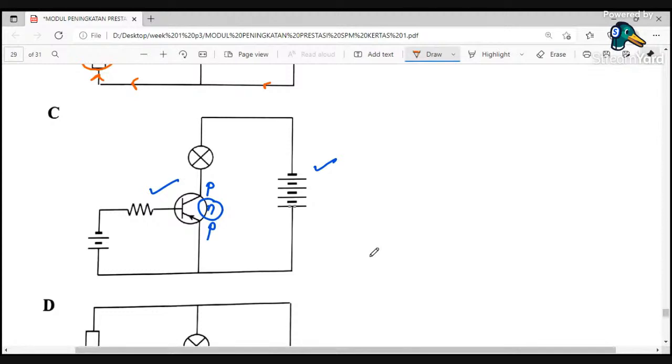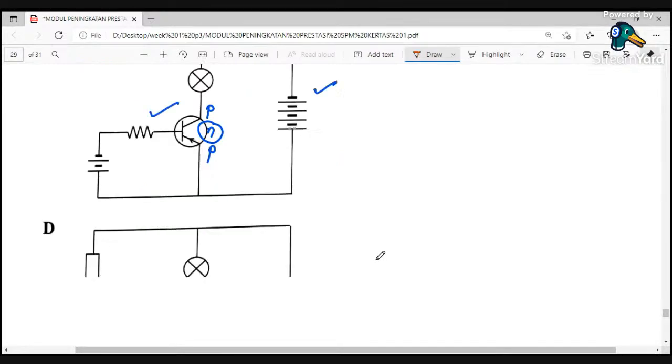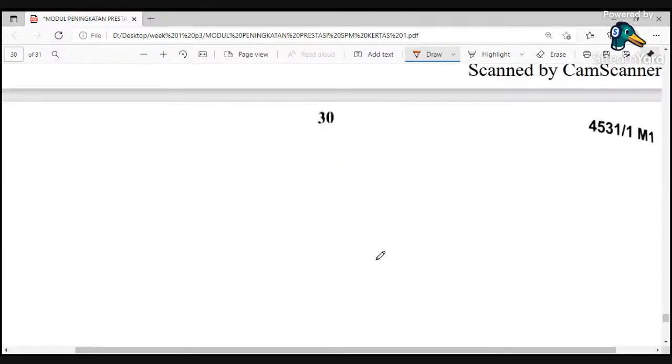So itu saja sampai number 40 ya. Kalau dah miss tu boleh tengok baliklah nanti ya.